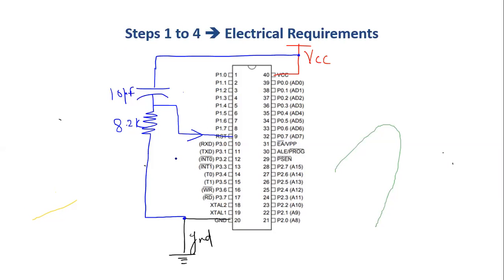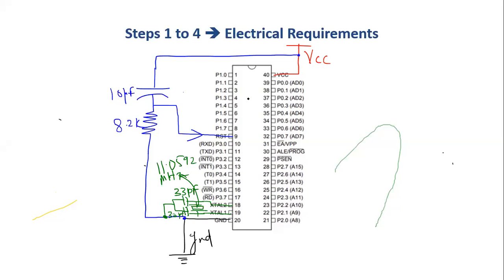The third one is my crystal pin. The crystal is connected at pin numbers 18 and 19. So I connect the crystal; this is crystal 2, this is crystal 1. I have two capacitors, both of them connected to the ground pin. This is 33 picofarad. And the frequency of operation of this is 11.0592 megahertz.